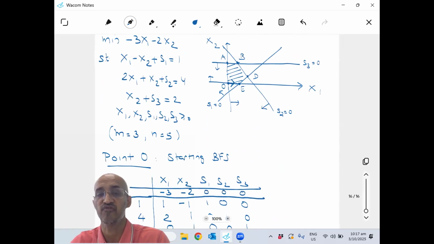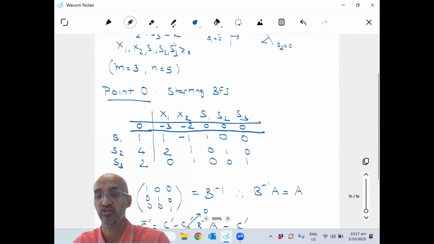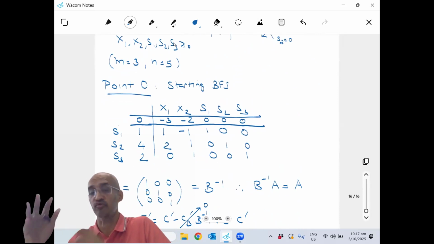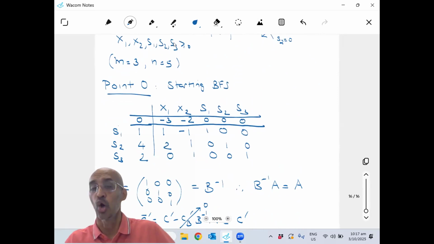And what is my objective function? Here x1 and x2 are 0, so my objective is 0. My objective is just negative of 0, which is 0. Okay. So that's my starting basic feasible solution. Any question with all the different parts of this table?